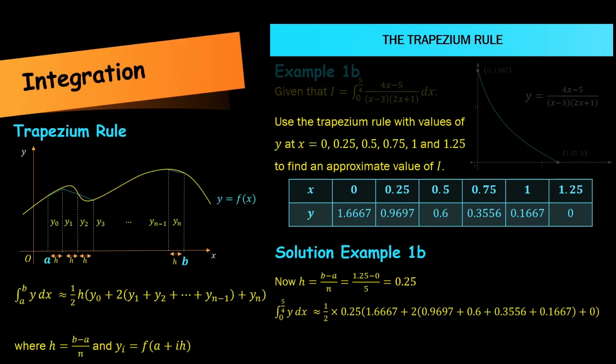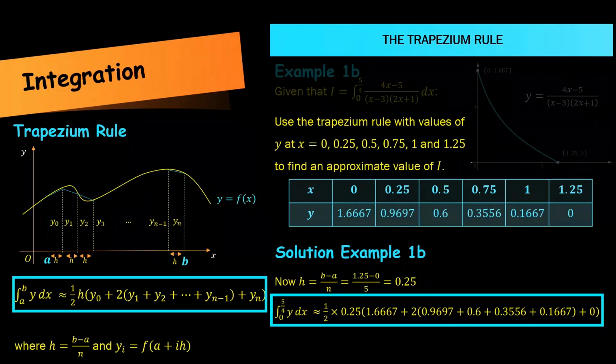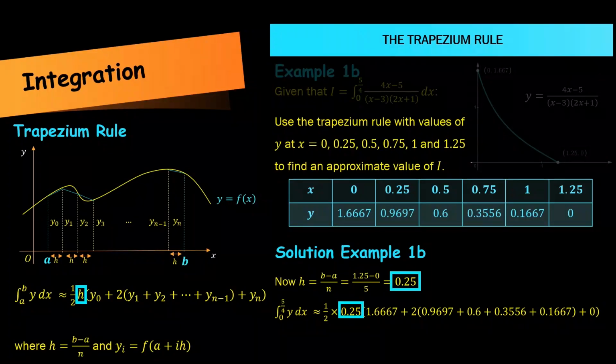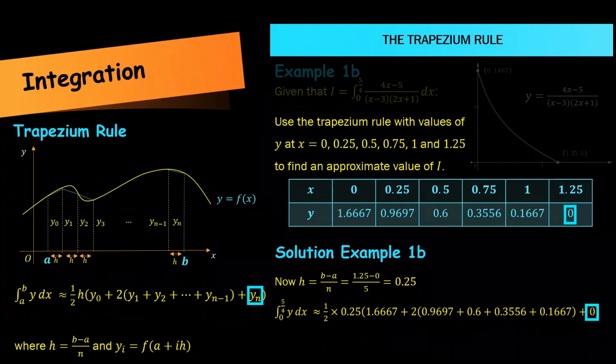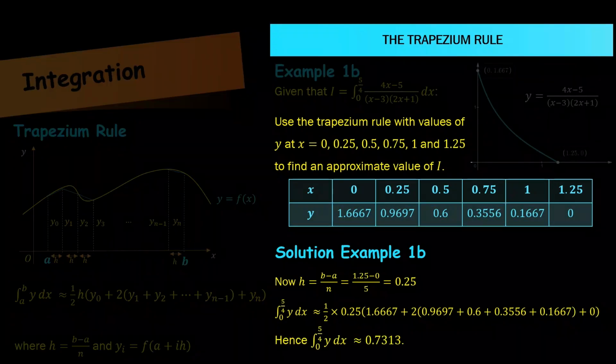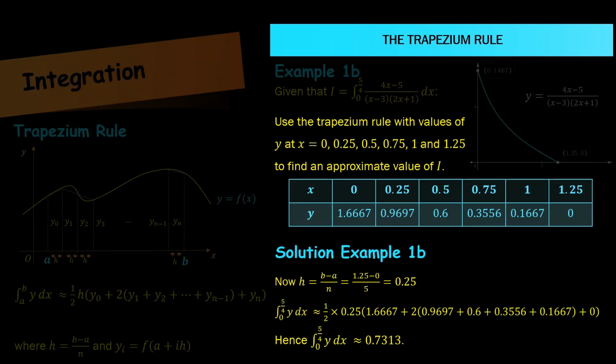Now let's apply the trapezium rule, as shown here. And calculating this gives us that the integral is approximately equal to 0.7313.